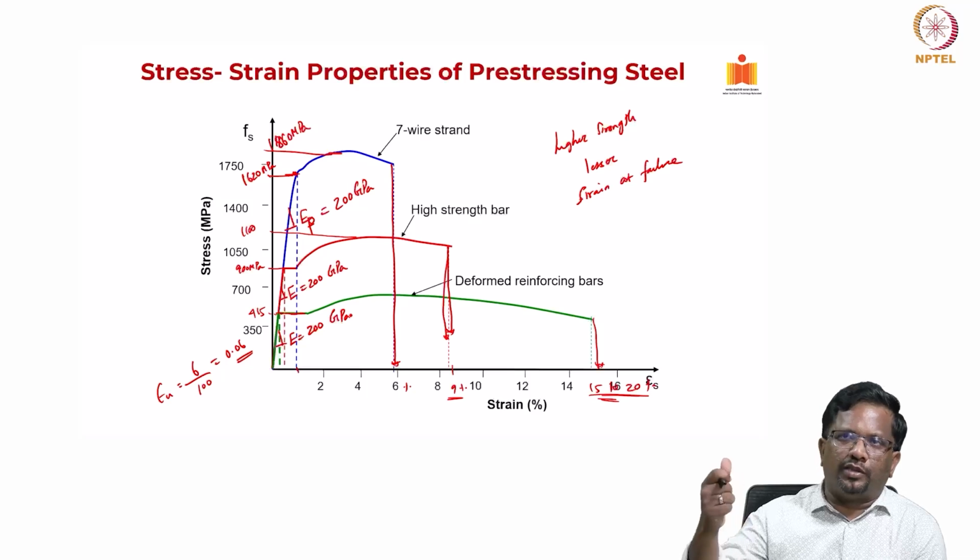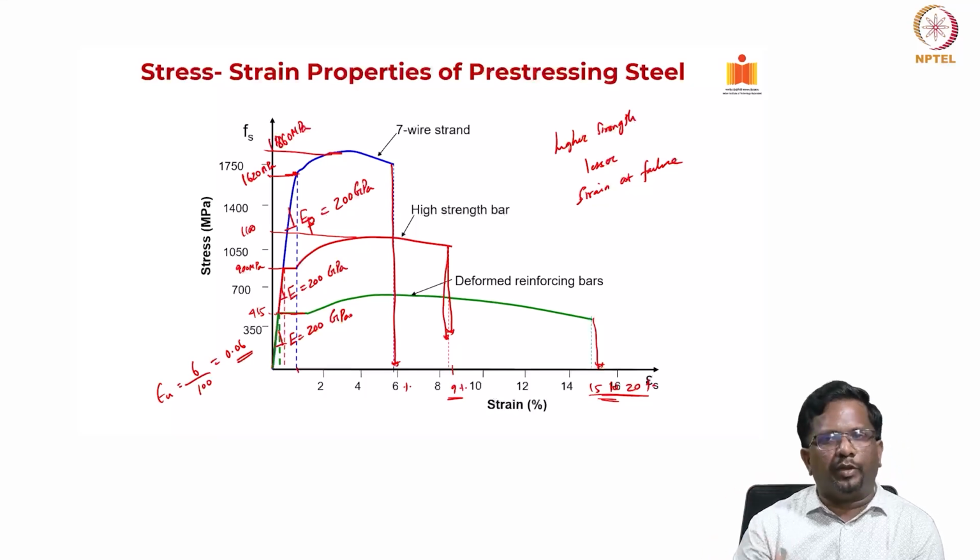So, higher the strength, lesser will be the strain at failure. The elastic modulus does not change, yield stress goes up, right. So, these are the things that we have to replicate in our design calculations.